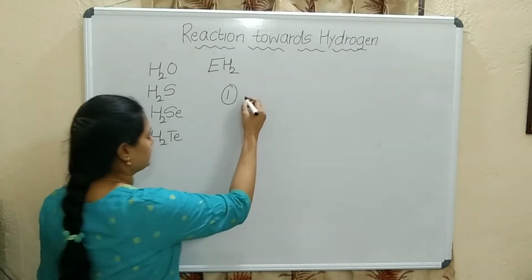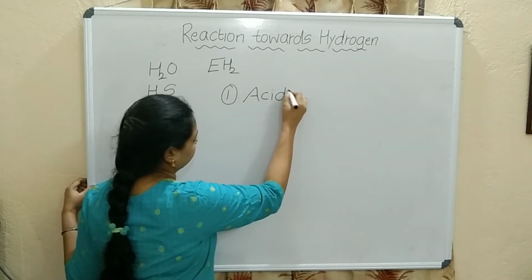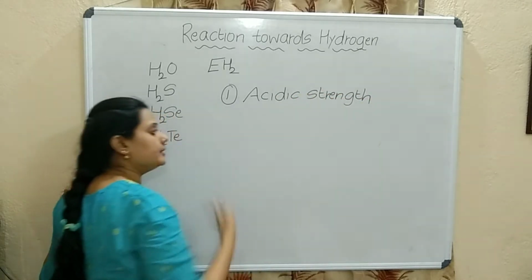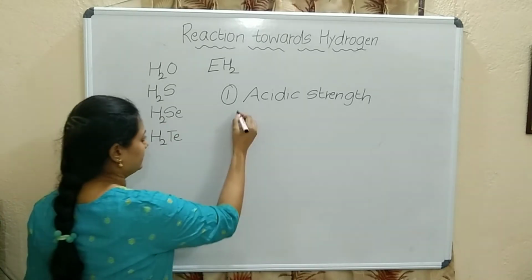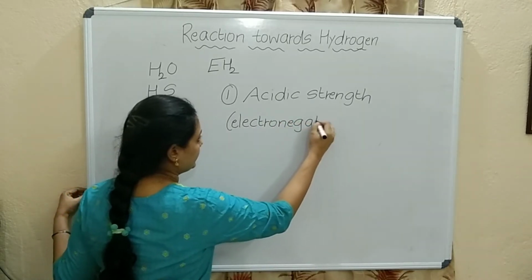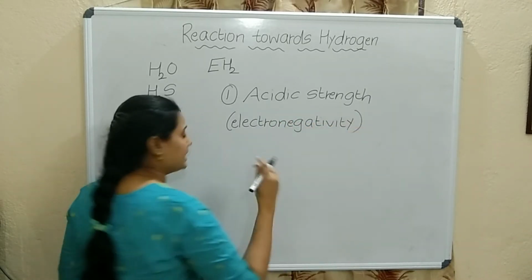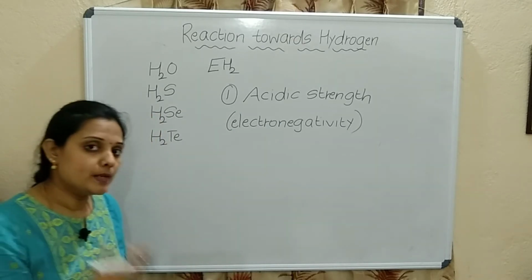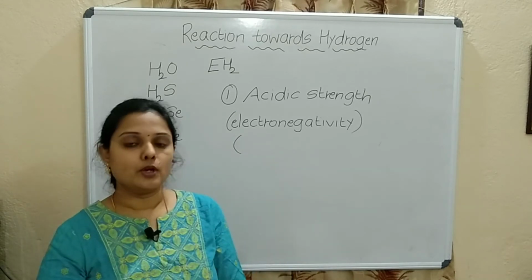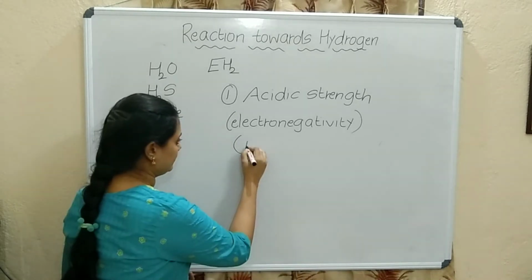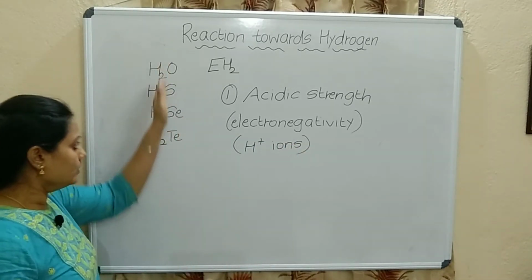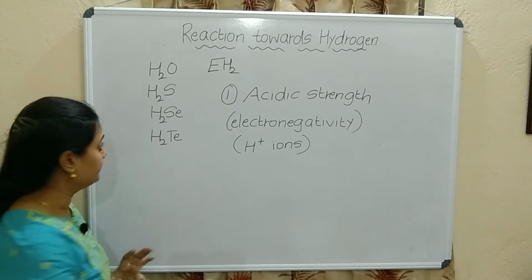So the first characteristic is acidic strength. Acidic strength depends on electronegativity. It also depends on the donation of H plus ions, which will be given very easily. Correct? The simple definition of an acid: the substance which gives or donates H plus ions very easily is called an acid. So down the group, what is happening here?